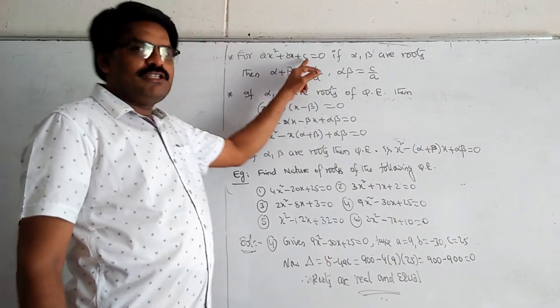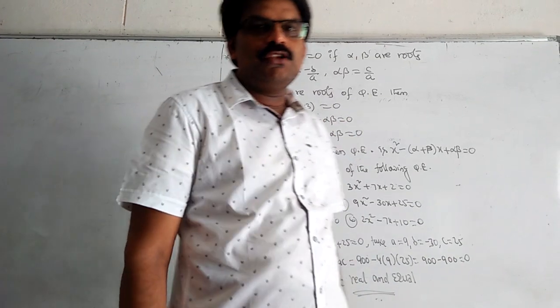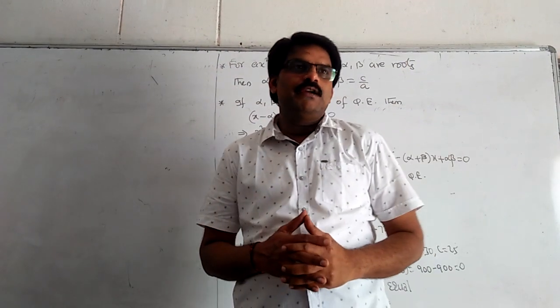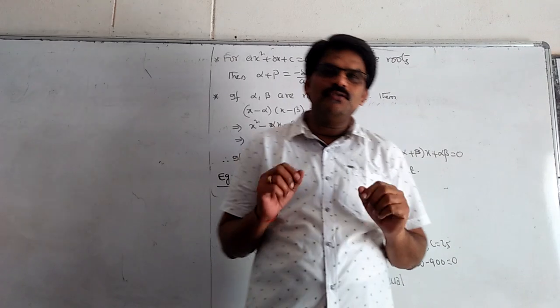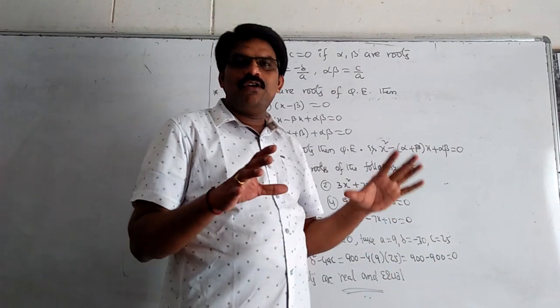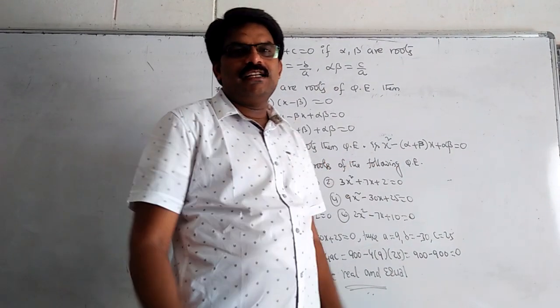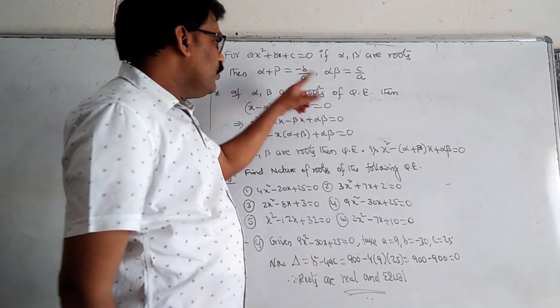For ax square plus bx plus c is equal to 0, if alpha comma beta are the roots, we know that alpha plus beta is equal to minus b by a and alpha beta is equal to c by a. So by knowing the quadratic equation, we can decide the relation between the roots.